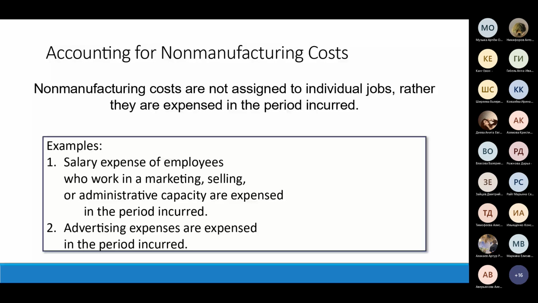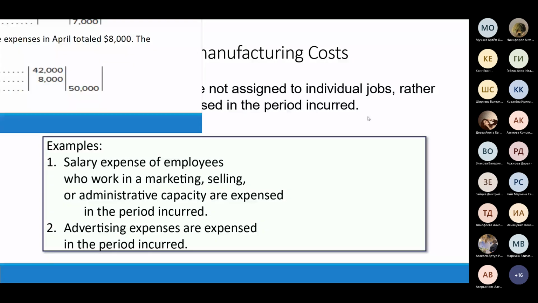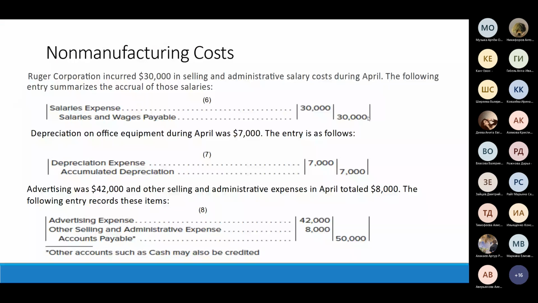Examples of non-manufacturing costs will include salary expense of employees who work in the marketing, selling, and administrative departments. They may represent the advertising expenses for the specific period that are made for the business in total, but not promoting the specified job. So if, for example, those expenses are promoting the job, it would be a bit different story. So let's see the example.